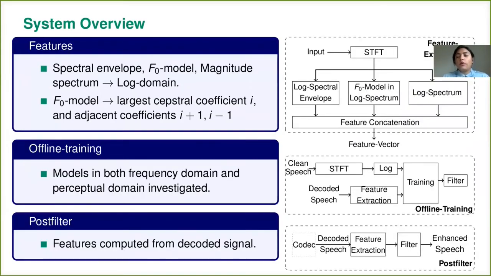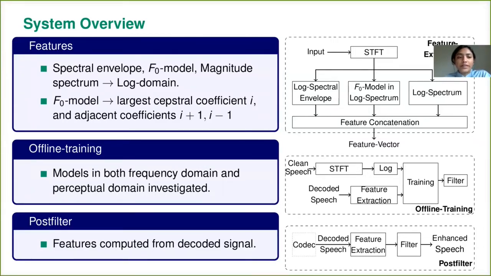The system overview is shown here, which can be divided into three parts: the feature vector extraction part, the offline training, and the runtime post-filtering itself. The features used again are the spectral envelope, the fundamental frequency model, and the magnitude spectrum, which addresses the noise component of the decoded signal. All of the features are extracted in the log domain.